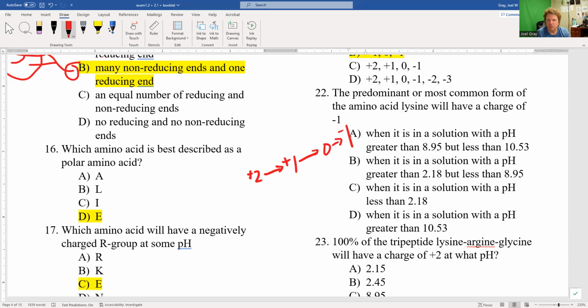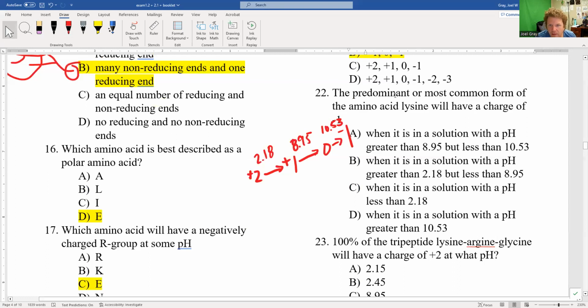Okay, so these pKa's are 2.18, 8.95, and 10.53. Okay, so this amino acid lysine will have a charge of -1 when it is in a solution.